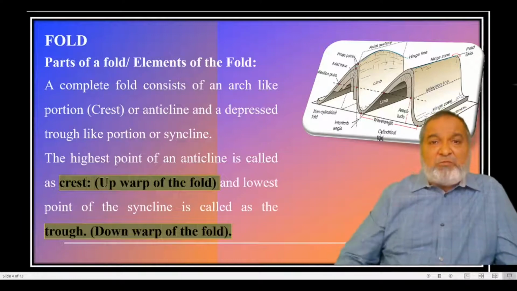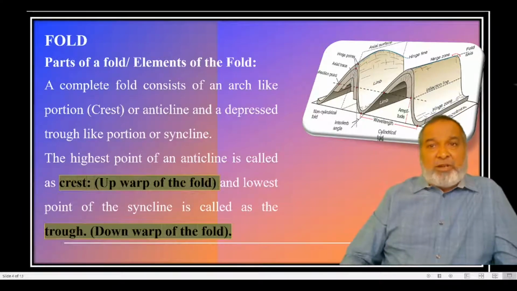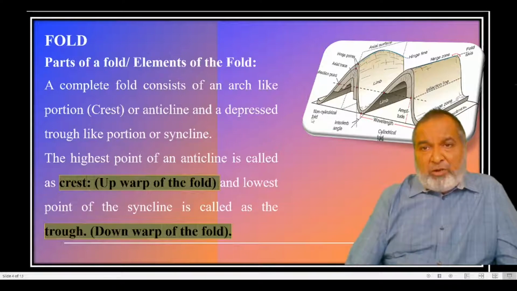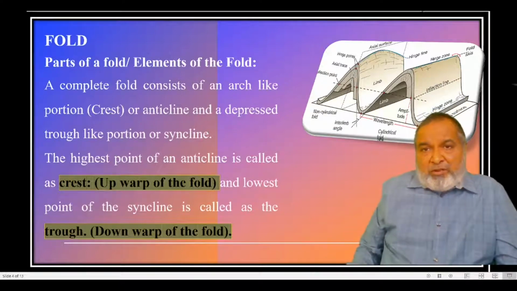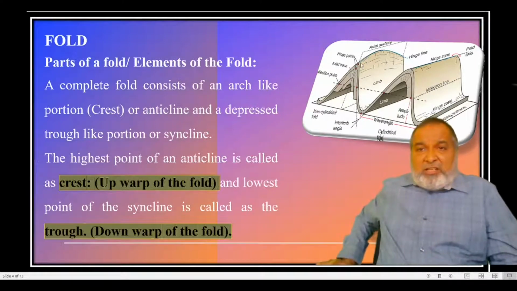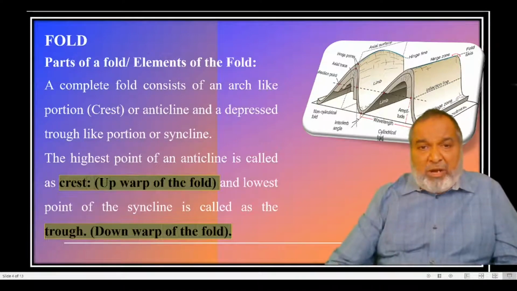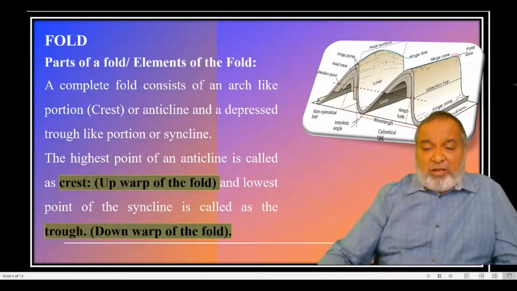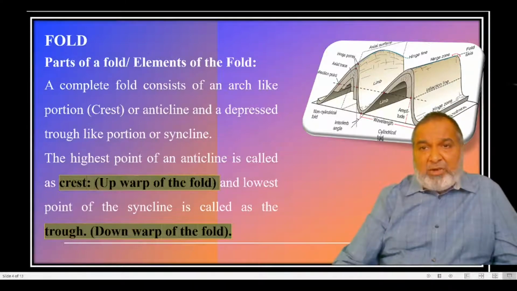The first point is the highest elevated point on the fold, the highest point which is here. This highest point is called the crest. And the lowest point, where we have the maximum depression, will be called the trough. So crest and trough are the first two important parts, the highest point and the lowest point. Come to the next one.